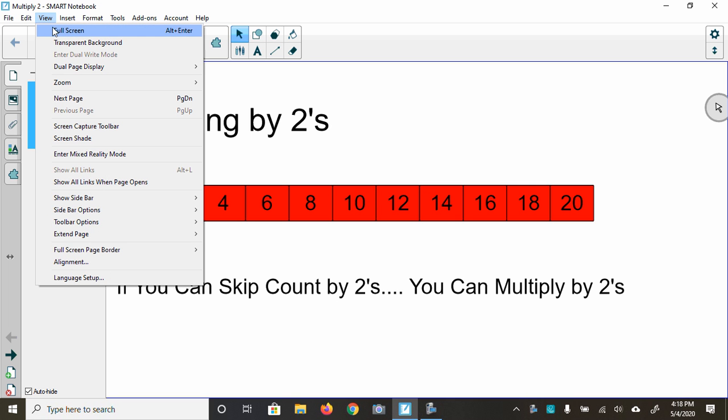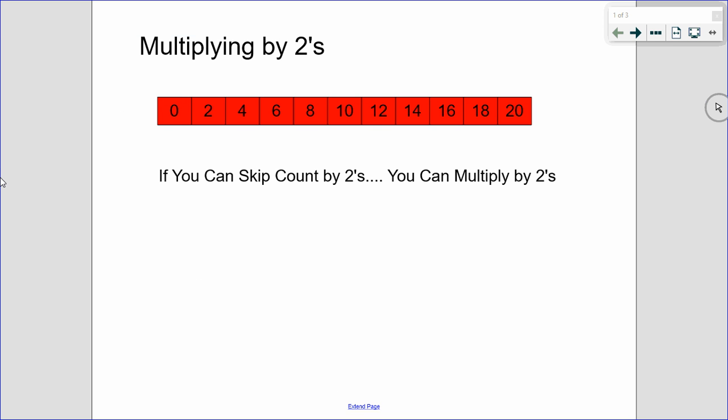And as we wrap up our last week of school before summer break, even though we've been on online learning, I just wanted to introduce to you how we can multiply by twos today. We'll do threes tomorrow and fours on Wednesday, just as a way of you being introduced to these multiplication facts so that you will have a little bit of an understanding as you go into summer and into third grade.